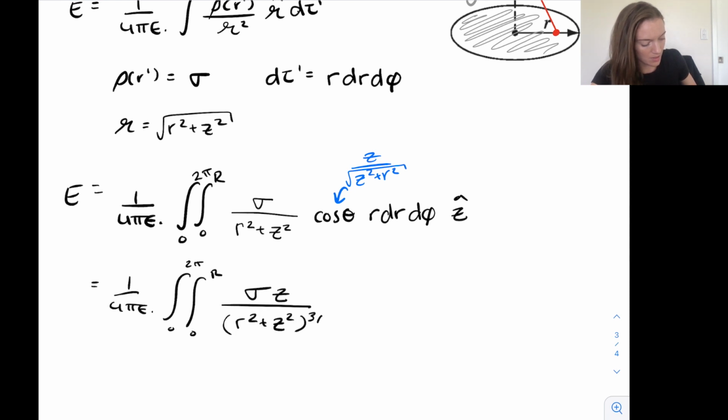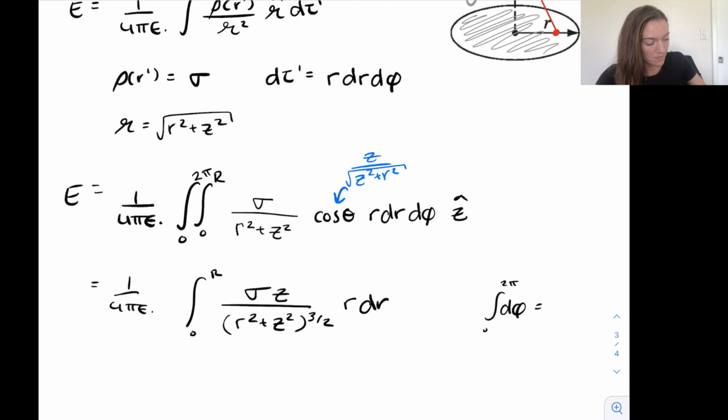We have a 3/2 down here, and then we have r dr d phi. Now we can see right away that there's nothing that depends on phi in our integral. So the d phi part, we can get rid of that because we're only going to be integrating from 0 to 2 pi over d phi, which will just give us 2 pi again. So we can immediately do that integral and make it a 2 pi. So now we're just left with r dr.